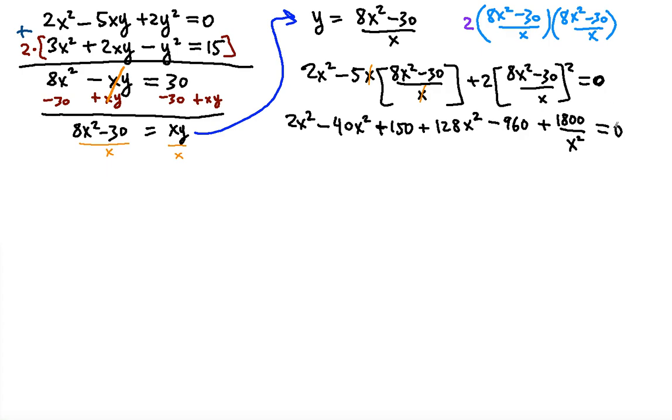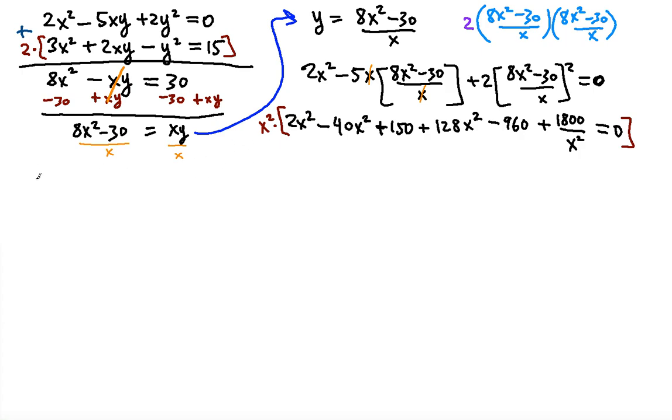Now, this is equal to 0, right? The right side. So, multiplying both sides by the x squared will eliminate the denominator, right? So, we're going to multiply both sides by x squared. Both sides of this equation. So, here's what we're going to have as a result.